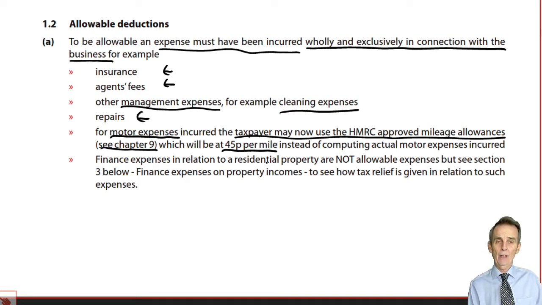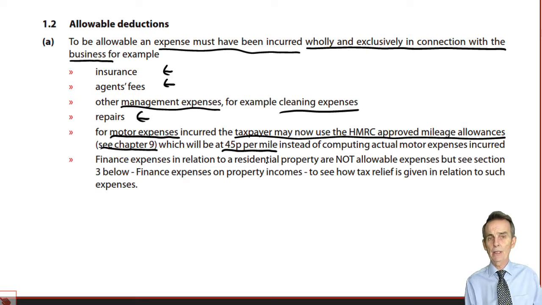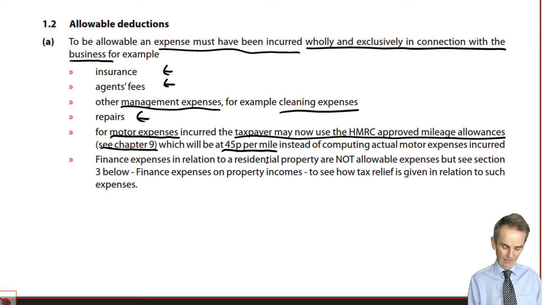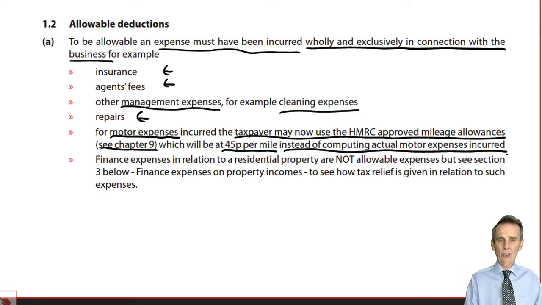And that 45 pence per mile figure is used here. So if you were told in a question that during the tax year 21-22, the taxpayer drove 100 miles in relation to looking at the properties, then an allowable deduction would be 100 miles at 45p, so a £45 deduction. And that can maybe be used instead of computing actual motor expenses incurred, which would be a nightmare in terms of the administration of that.